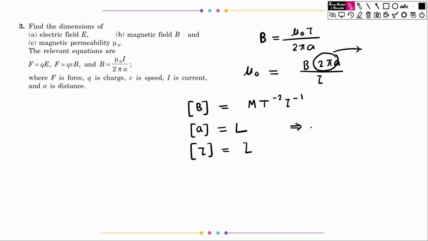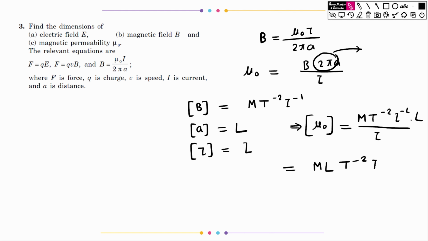So putting all the values in the main equation, we can write dimension of magnetic permeability as MT to the power minus 2 I to the power minus 1 into L divided by I. Therefore, rearranging, we can write MLT to the power minus 2 I to the power minus 2.